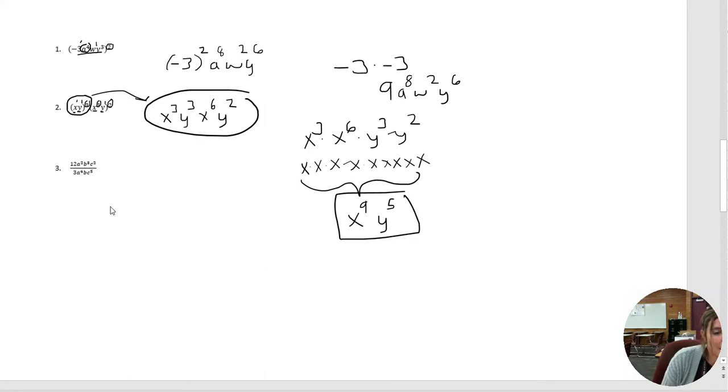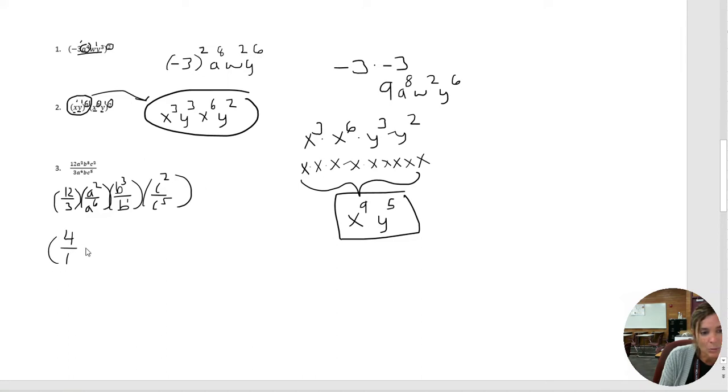Okay, on the next one, we have a 12 over 3. Okay, and that is just going to be a fraction that we have to simplify. And then we have an a to the 2nd over an a to the 6th. And then we have a b to the 3rd over just a b, and this is b to the 1st. And then we have a c to the 2nd over a c to the 5th. Okay, so 12 over 3, that fraction simplifies to a 4. So I'm just going to write that as 4 over 1.